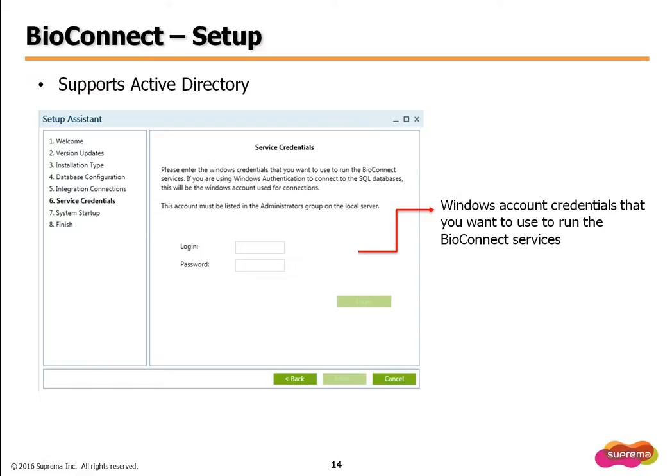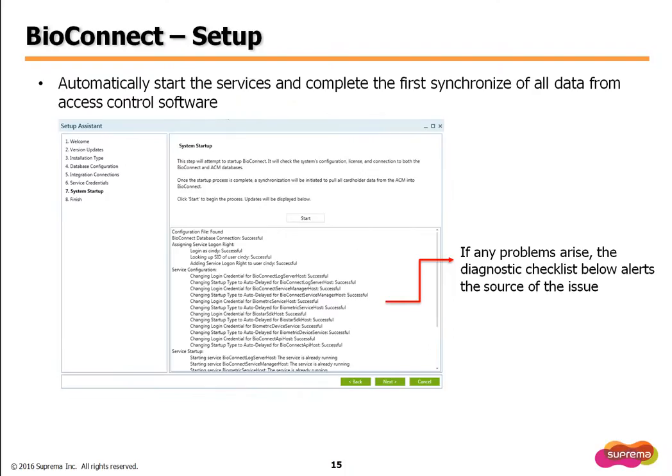And the next screen is where you need to enter the Windows account credentials that you want to use to run the BioConnect services. This is required because BioConnect supports Active Directory as default. You must make sure that you enter a Windows login credential with full admin privilege. Otherwise, the installation process may fail.